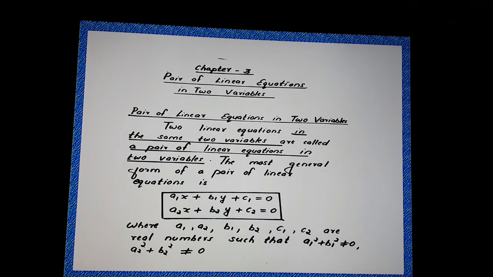Okay. Today's notes, chapter 3, pair of linear equations in two variables. Side heading, pair of linear equations in two variables. Two linear equations in the same two variables are called a pair of linear equations in two variables. The most general form of a pair of linear equations is a1x plus b1y plus c1 equal to 0, a2x plus b2y plus c2 equal to 0, where a1, a2, b1, b2, c1, c2 are real numbers such that a1 square plus b1 square not equal to 0, a2 square plus b2 square not equal to 0. That is, a1, b1 not both 0, a2, b2 not both 0.